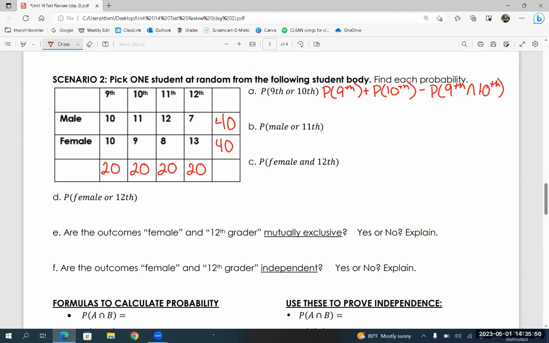So the probability that somebody is in 9th grade was 20 out of the total 80 surveyed, plus the probability they're in 10th grade would be another 20 out of the 80 surveyed, minus 0, because there's nobody in 9th and 10th grade at the same time. And that would be equal to 40 out of 80, which would be equal to 1/2 or 0.5.